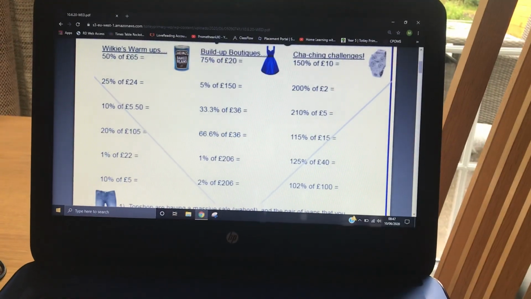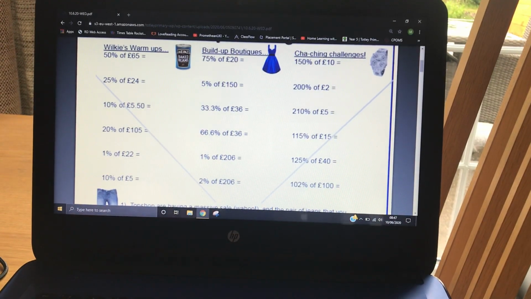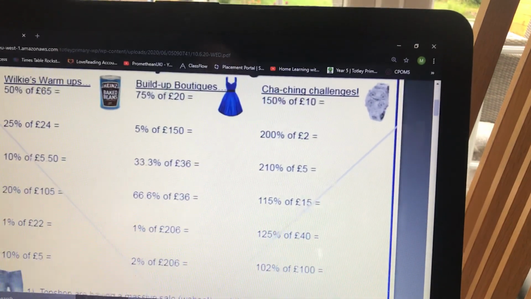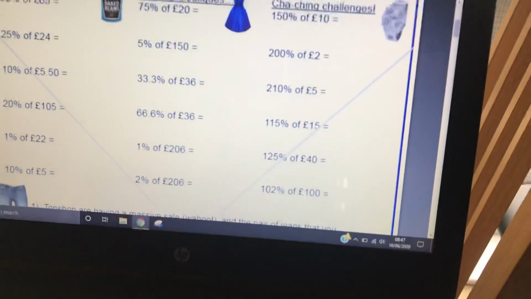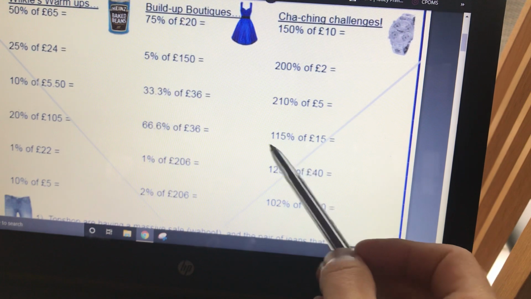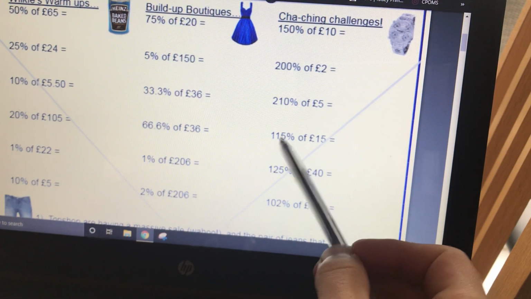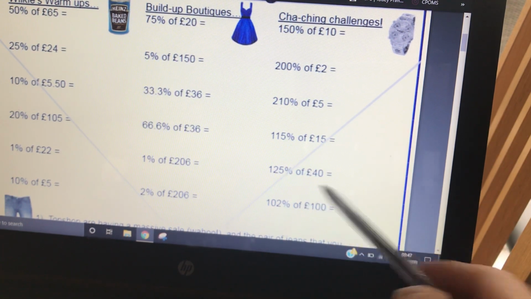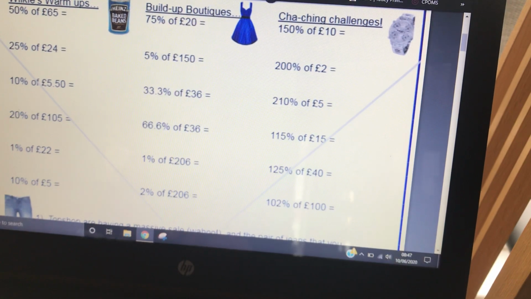And I'm aware of the time, so I'm going to leave that there. If you've managed to get to this part, you should be able to do the last few. So the last one here, you've got 100%, which is 15, and then 15%. So find 10%, find 5%. And the same for the rest of these.